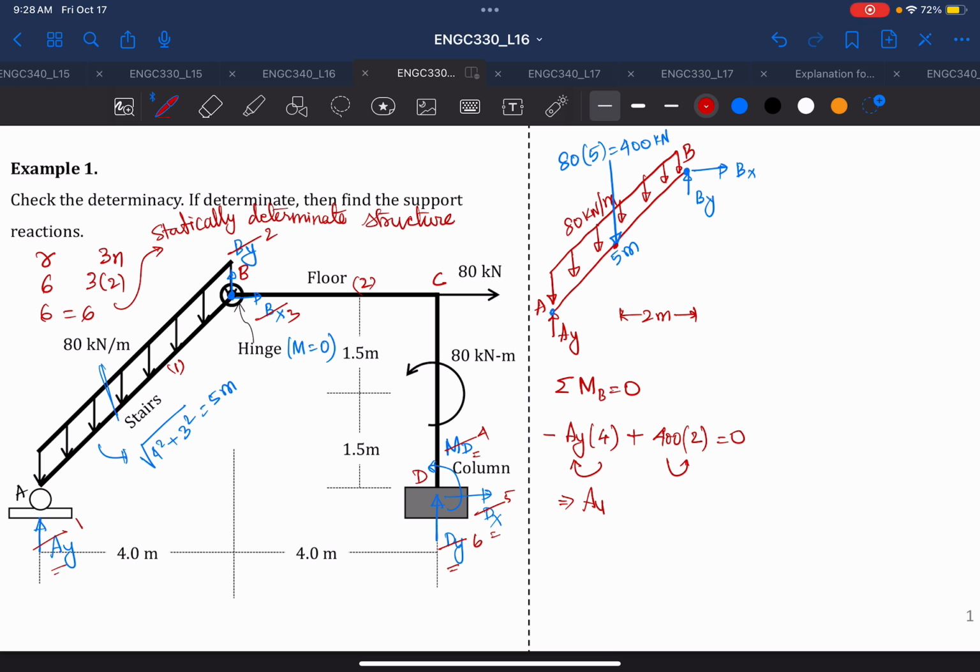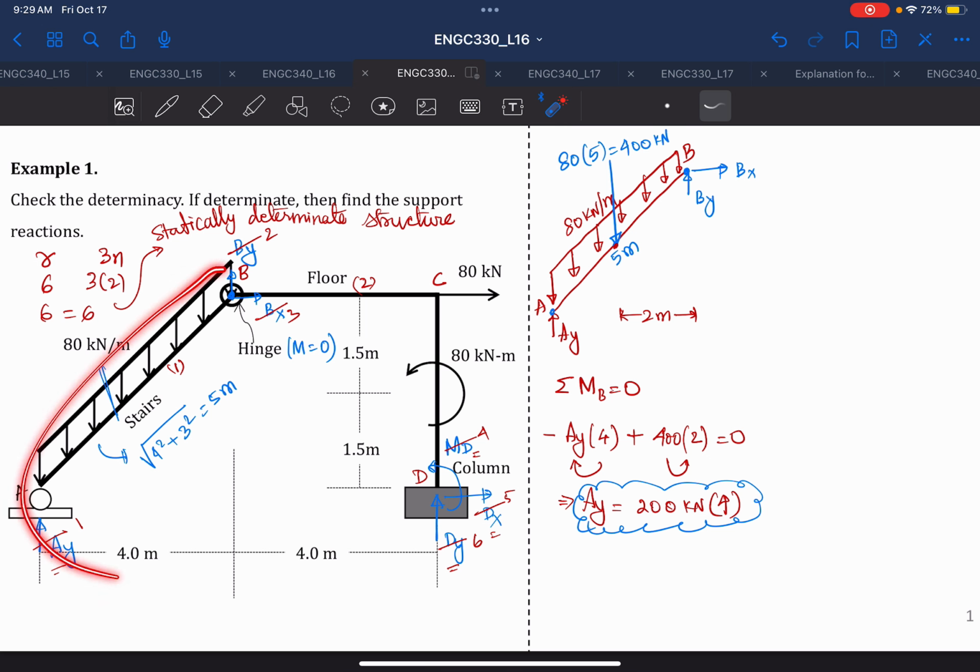So this implies that AY is equal to 200 kilonewton, and because it is positive, we say that our assumed direction is correct. If it is negative, then we have to change the direction that we assume. So once we have AY, now we can solve for the whole structure, because this is known, so now we have only 3.